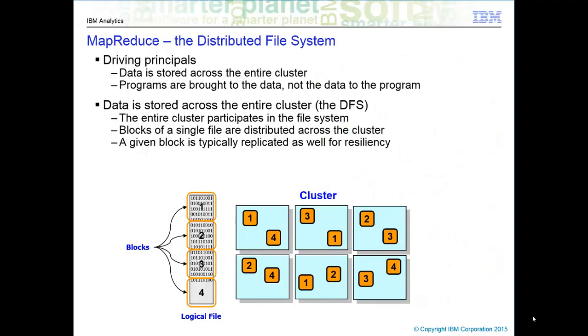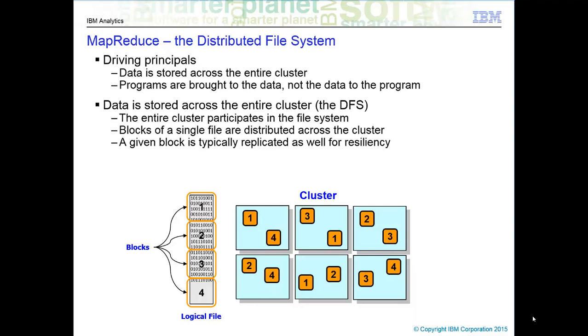The driving principle of MapReduce is a simple one. Spread your data out across a large cluster of machines, and then, rather than bringing the data to your programs as you do in a traditional programming environment, you write your program in a specific way that allows the program logic to be moved to the data. Thus the entire cluster is brought to bear in both reading the data as well as processing the data.